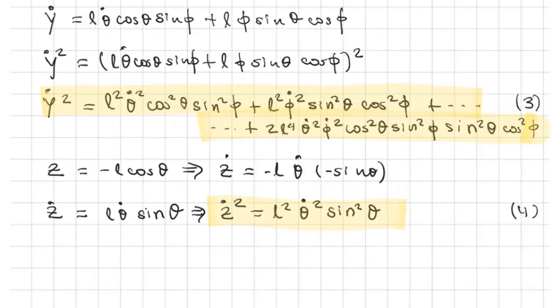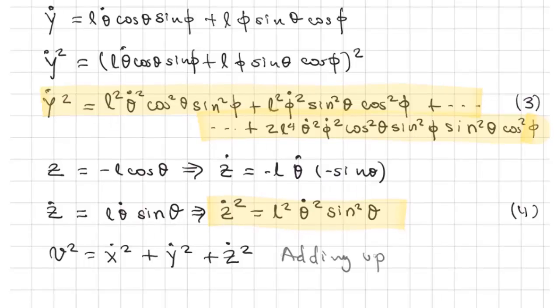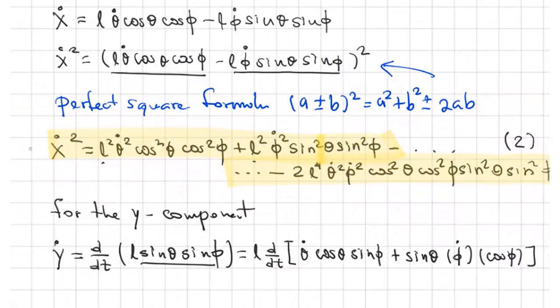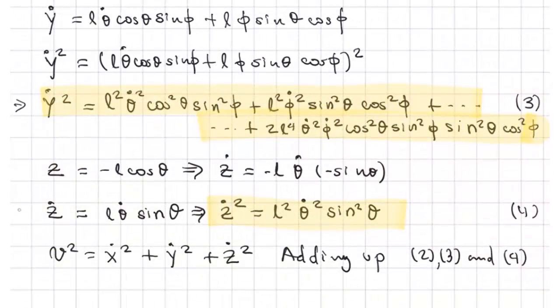Now what we need to do is the following. We know that v squared is equal to x dot square plus y dot square plus z dot square, and we need to add up equations 2, 3 and 4 to get the velocity square of the mass. We have here equation number 2, equation number 3, and equation number 4. Because equations 2 and 3 are long, I will write the summation down, and we will get the following.